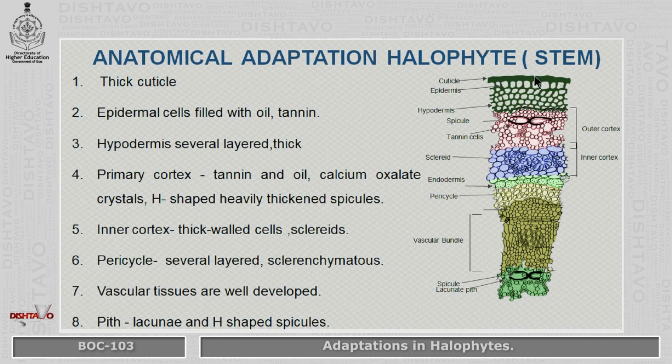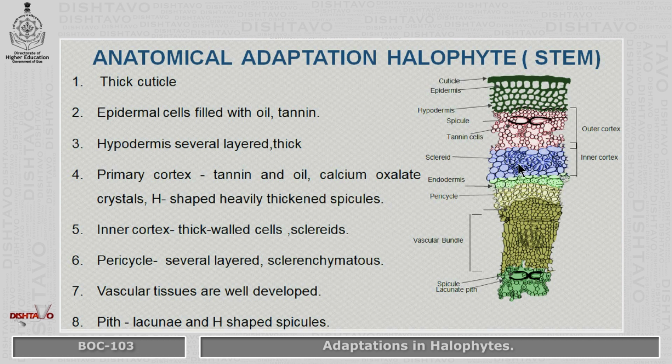Moving on to the stem. The stem consists of cuticle, epidermal region which consists of oil and the tannins, and hypodermal region which is a several layered thick region. The cortex is differentiated into outer cortex and inner cortex. The outer cortex consists of calcium oxalate crystals, tannins, oils and H-shaped heavily thickened spicules. Spicules are needle-shaped projections which help the plant against predation.